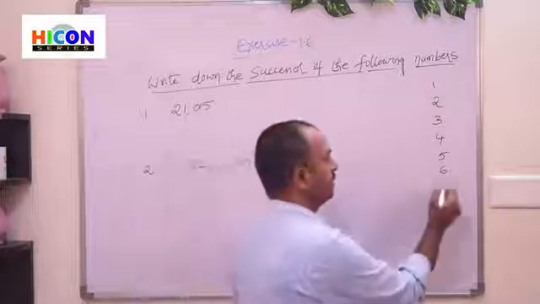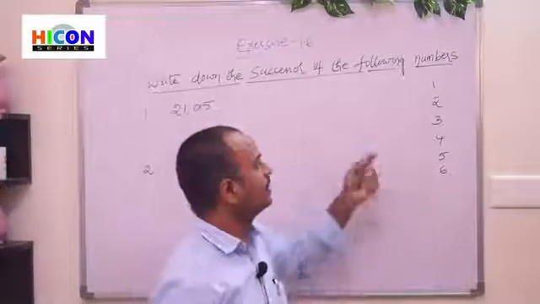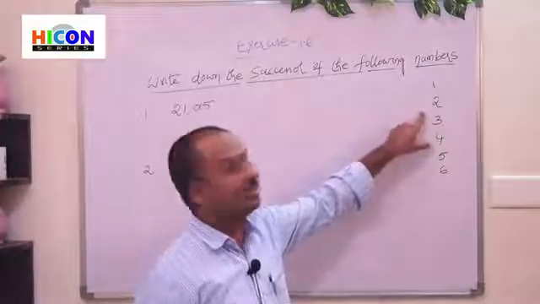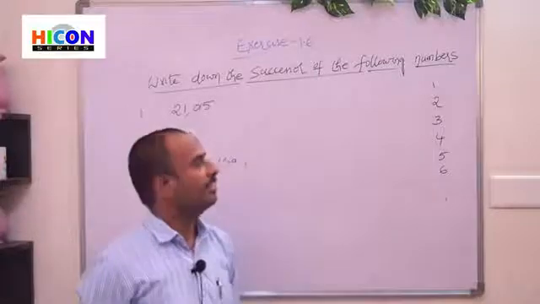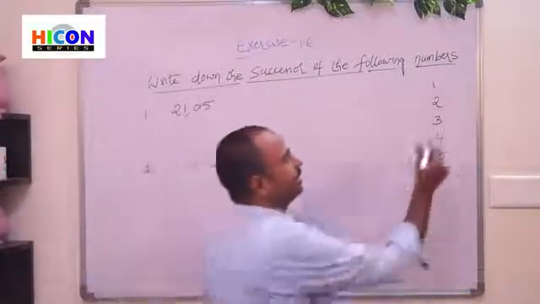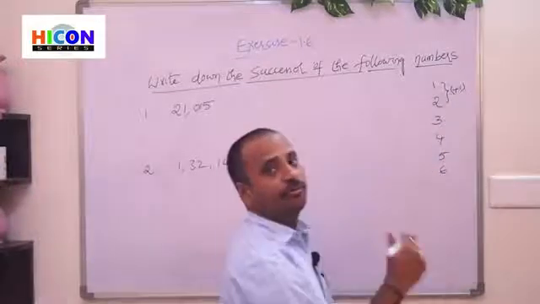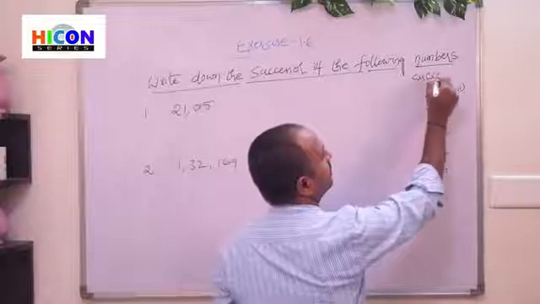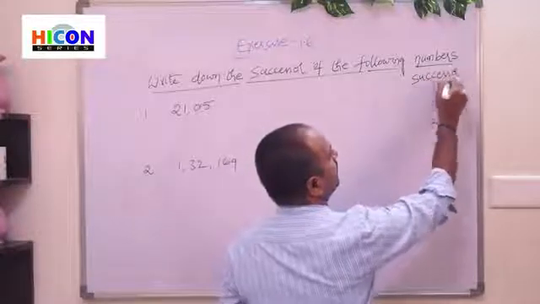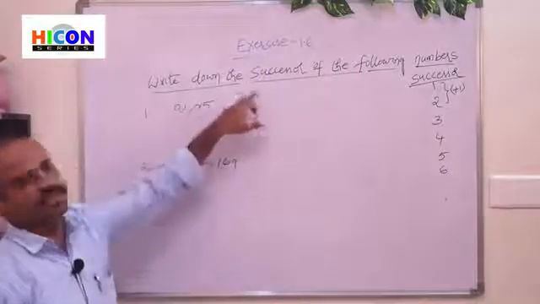So children, in this way, we can write the successor for any number. Successor means the number which comes just after the given number, and the successor can be obtained by adding 1 to the given number. So children, let us see an example. Let us see a problem on how to write the successor.